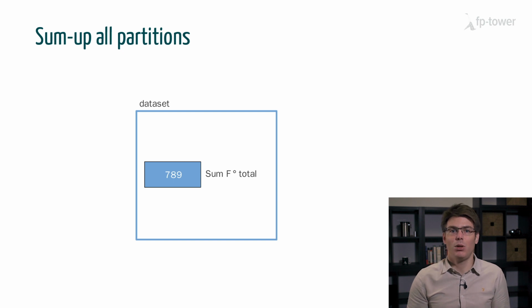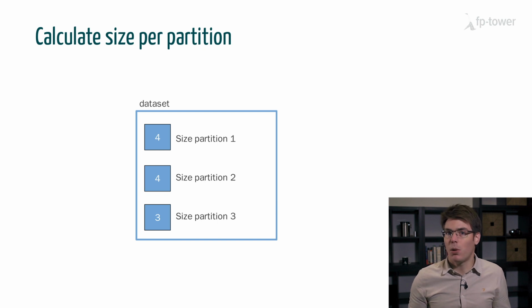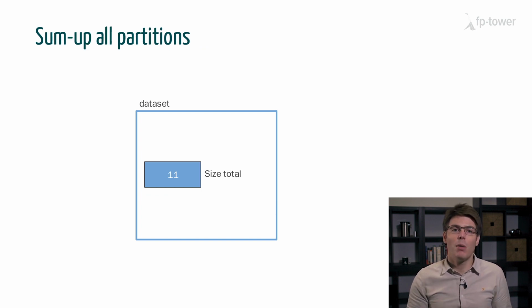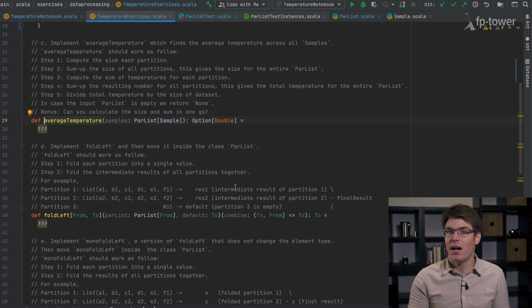This is exactly the same strategy that we use to compute the mean temperature. Then we'll repeat the same process to calculate the size of the dataset. First, we'll compute the size of each partition, and then we'll sum up each intermediate result to obtain the total size of the dataset. Then, once we have the total temperature and the size, we can calculate the average by dividing the total temperature by the size. The only thing to keep in mind is that in case the parList is empty, we want to return none. Are you ready? Okay, so let's pause this video and give it a try.